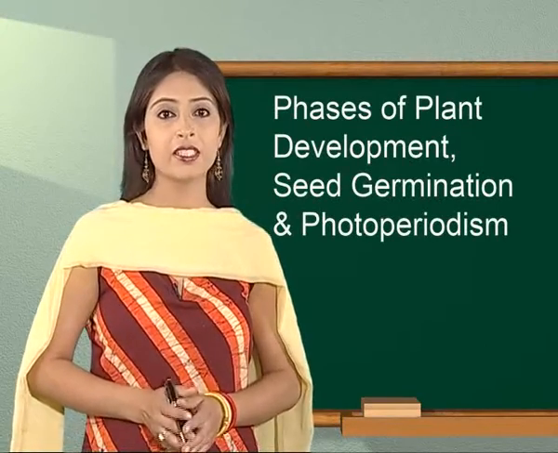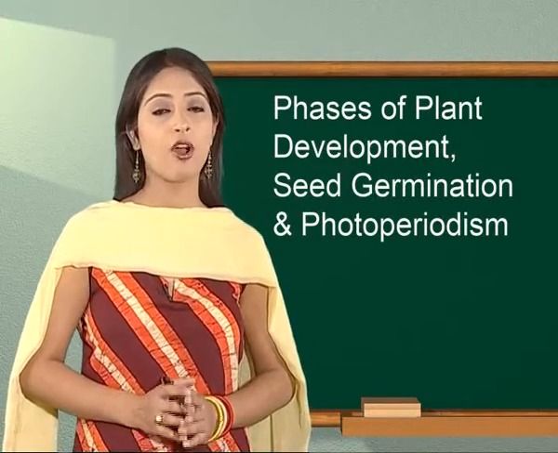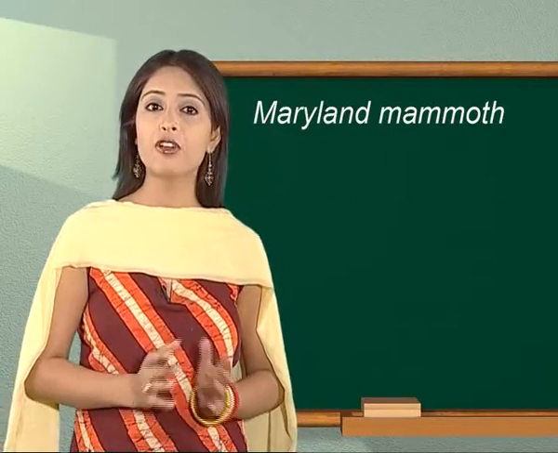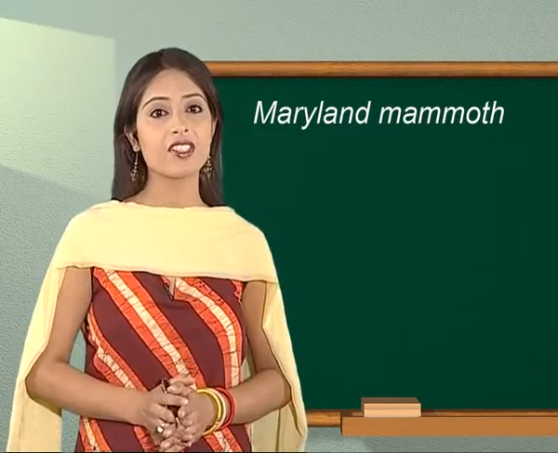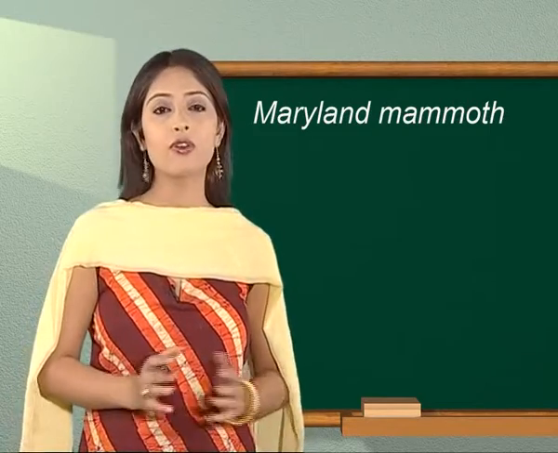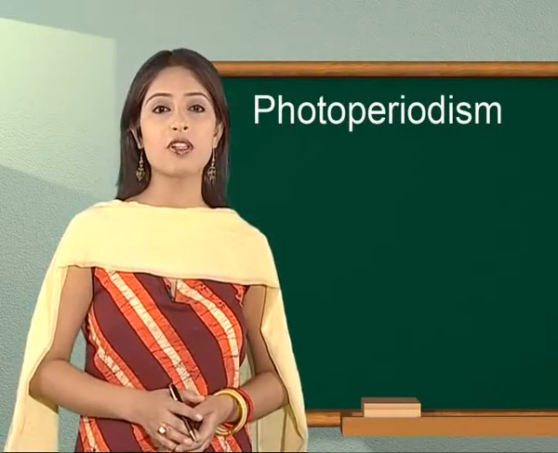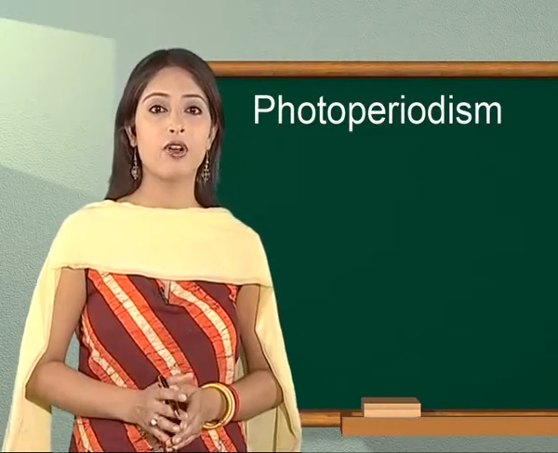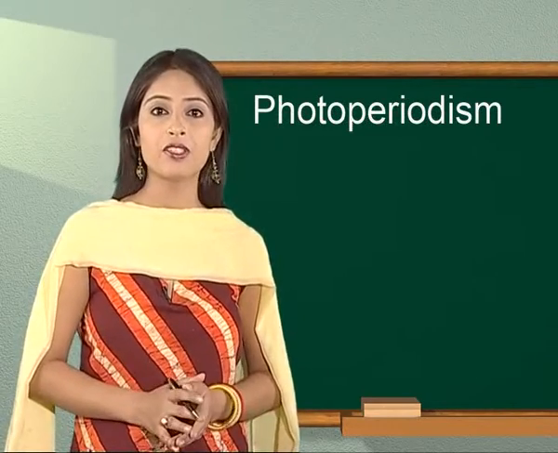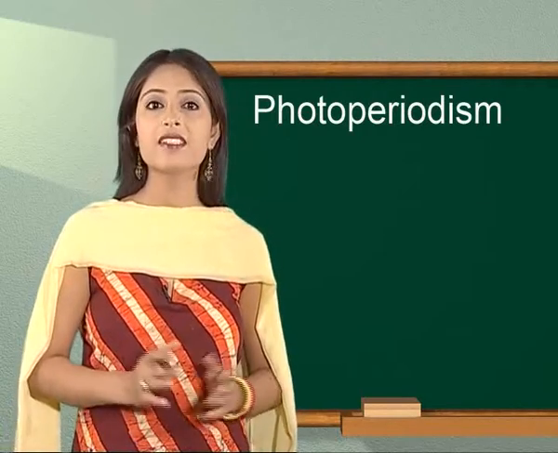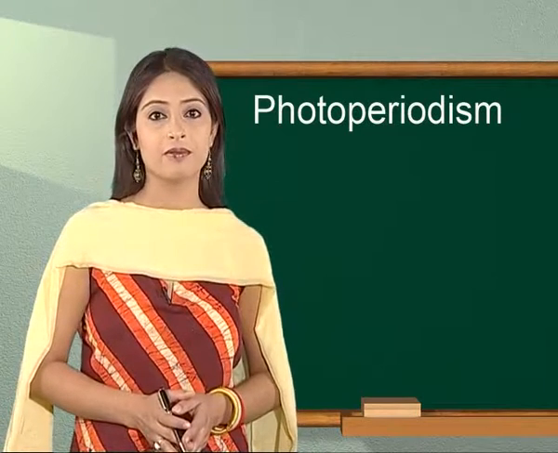In 1920, two employees of the US Department of Agriculture, W. W. Garner and H. A. Allard, working on Maryland Mammoth, a variety of tobacco plants, established the fact that it was the length of the day which controlled flowering in these plants. Garner and Allard suggested the term photoperiodism to designate the response of organisms to the relative length of day and night, and photoperiod to designate the favorable length of day for each plant. So let us see what actually is photoperiodism.